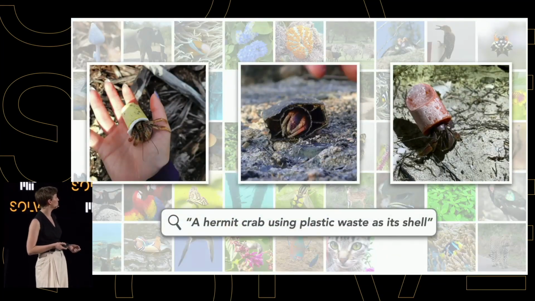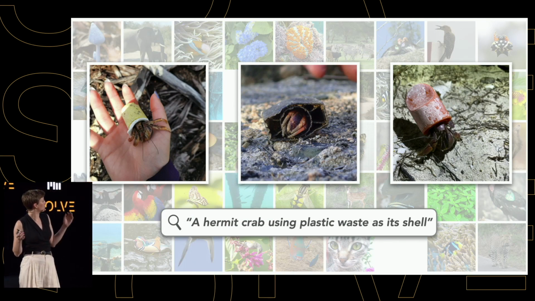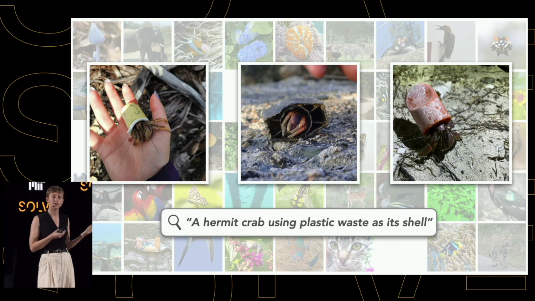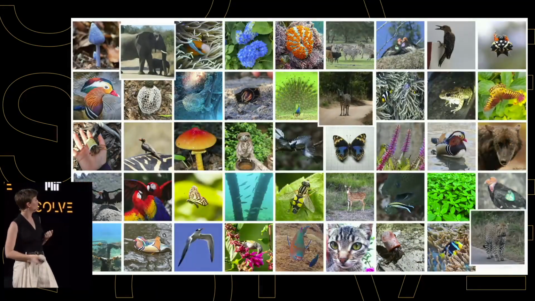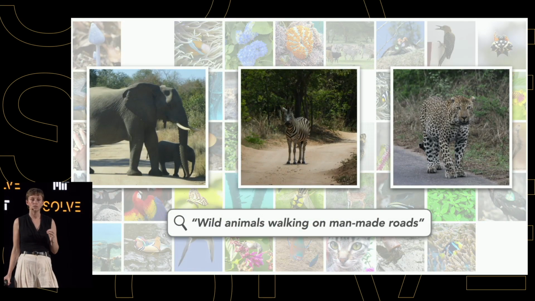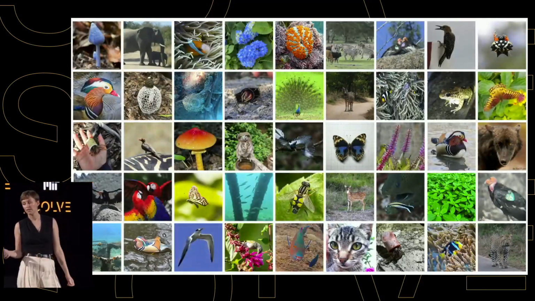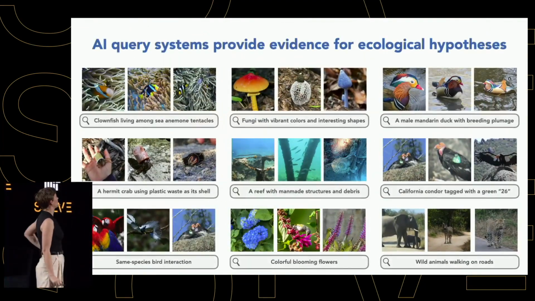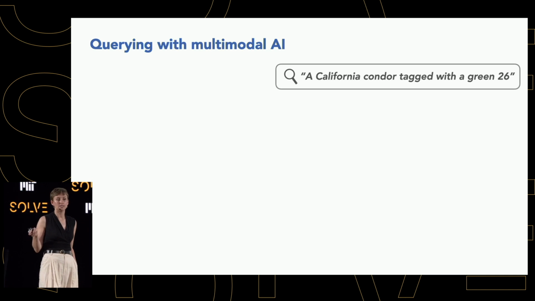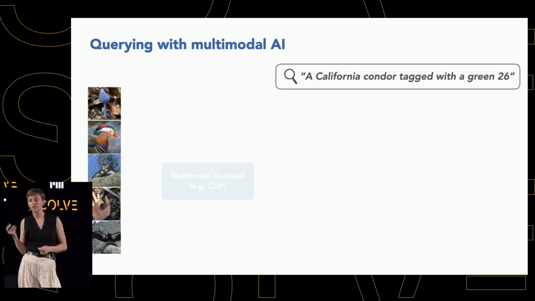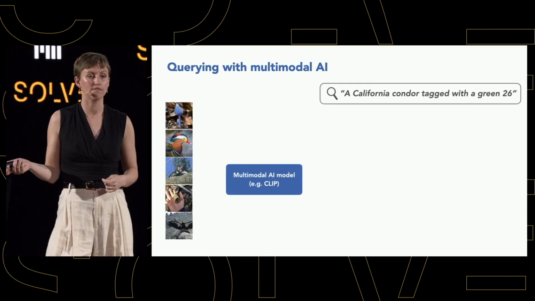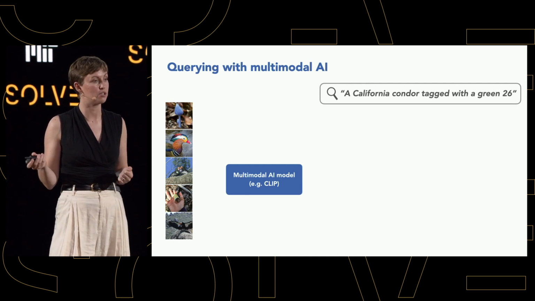So for example, you could find examples of hermit crabs using plastic waste as their shells, these intersections between human waste and wildlife. Things like wildlife using man-made roads, intersections between wildlife and human infrastructure. Or even stuff like all of these other queryable systems that would let us get more information from the data that we've already collected. So the hope here is that we could actually build systems that query using multimodal AI to enable us to get at all of that diversity information in those 170 million images.